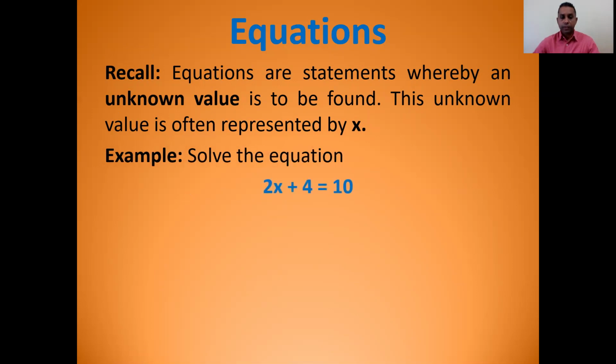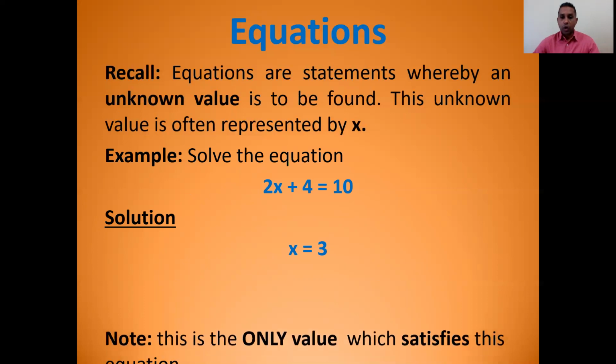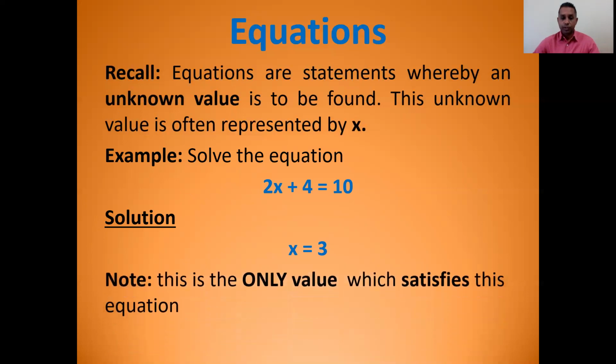So we are to solve the equation 2x + 4 = 10. I am sure you can do it and you can find the answer for x. So let us see whether you have correctly found it. The solution is x = 3. One thing to note is that this value is the only value which satisfies the equation. That is, if we put x = 3 on the left-hand side, it will give us the value 10 on the right-hand side of the equation.